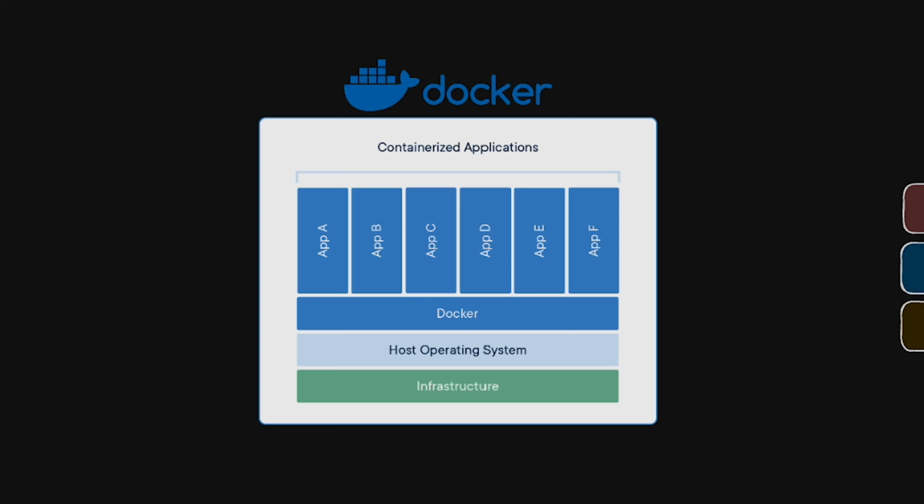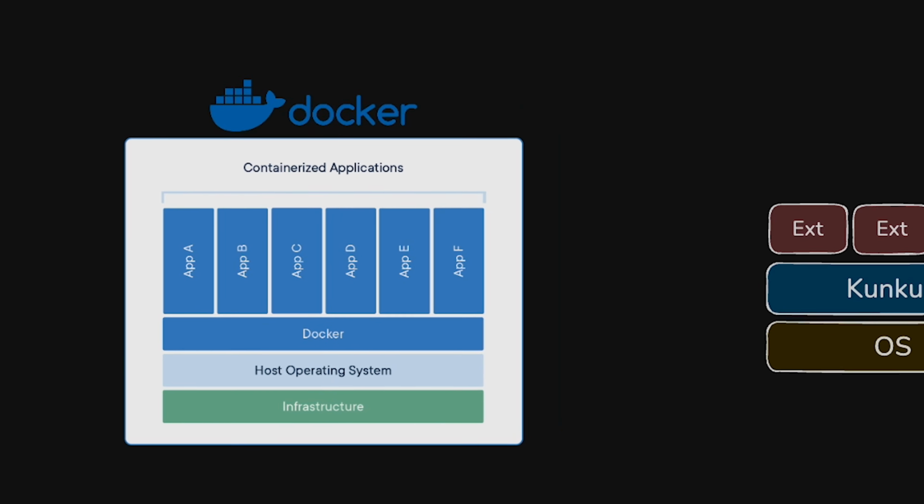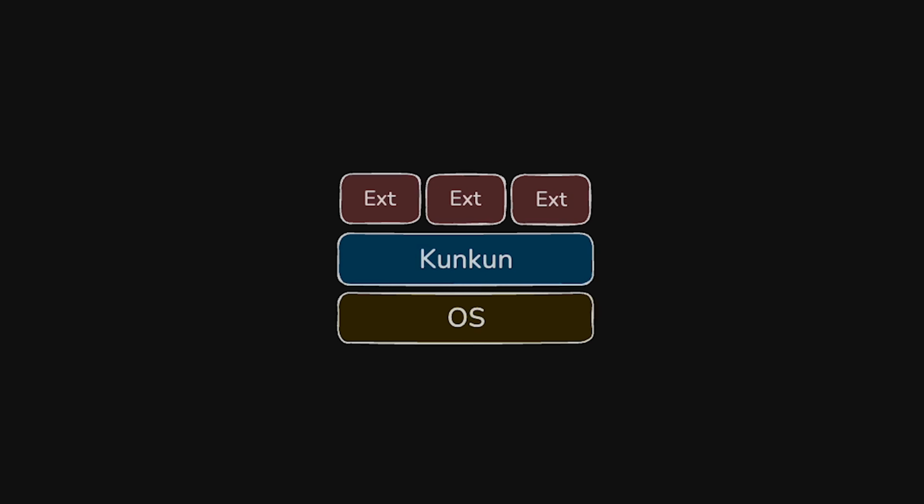Docker is a popular containerization engine. It runs on top of the operating system, while containerized applications run on top of Docker. All containers share the host operating system's kernel APIs. Kunkun functions similarly to the Docker engine. It is a desktop application that hosts extensions. Extensions running on Kunkun can access system resources and APIs through the app.